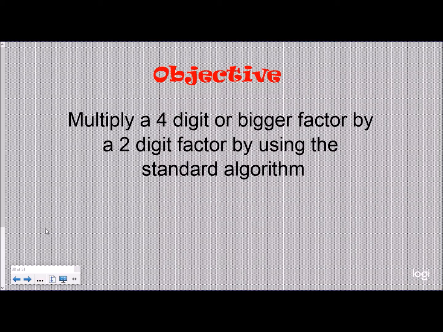Let's look at the objective. Multiply a 4-digit or bigger factor by a 2-digit factor by using the standard algorithm. So again, this video is focused on the standard algorithm. If you would like to look at other ways to multiply, please check out our other instructional videos that we have on partial products or the open array method.